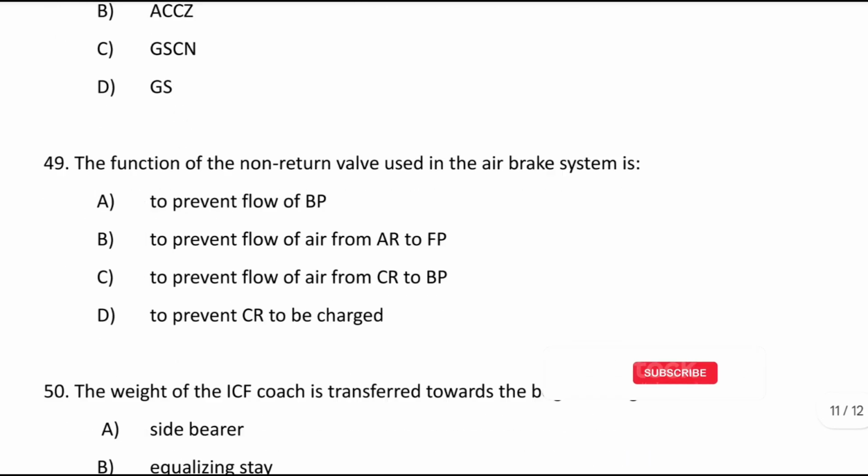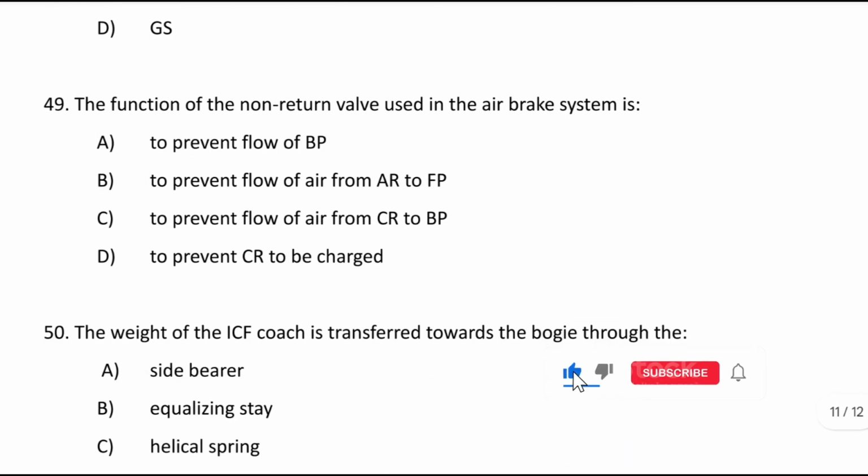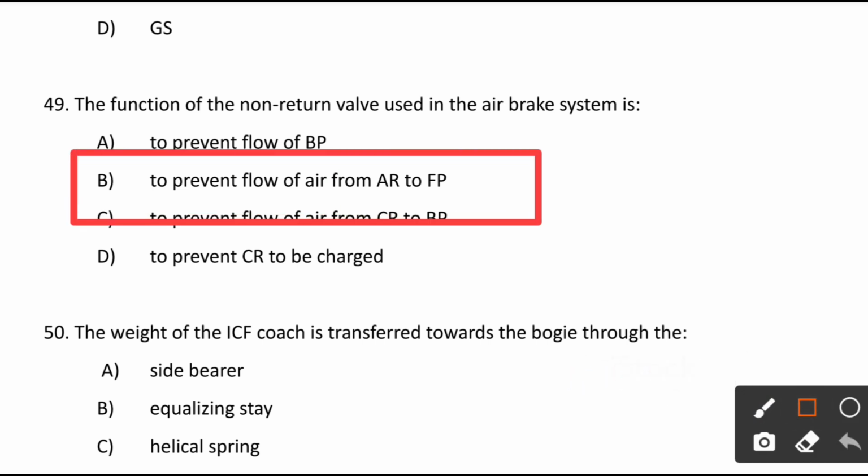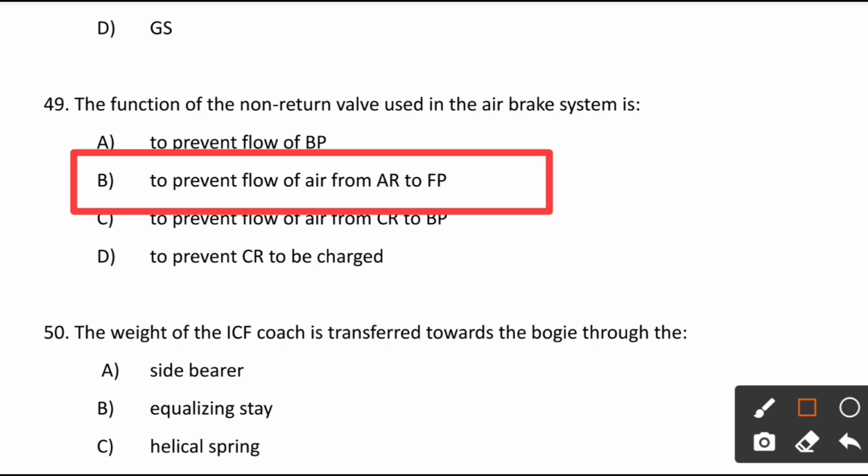GS. 49. The function of the non-return valve used in the air brake system is A. To prevent flow of BP, B. To prevent flow of air from R to A, C. To prevent flow of air from CR to BP, D. To prevent CR to be charged. In this question, the correct answer is B. To prevent flow of air from R to A.